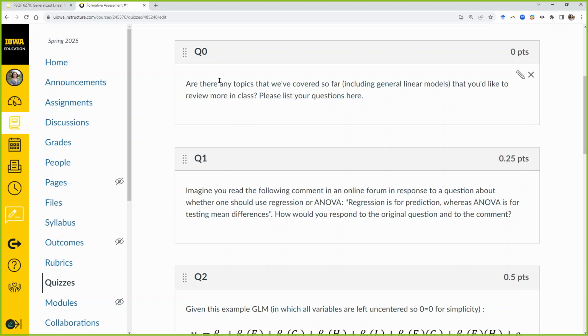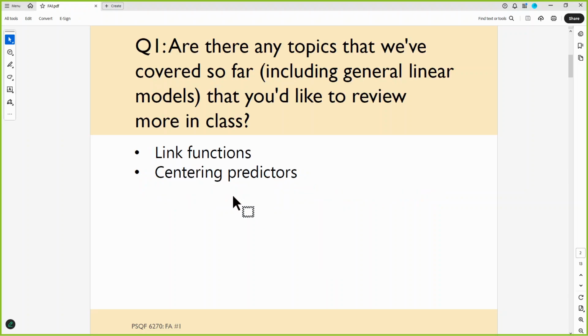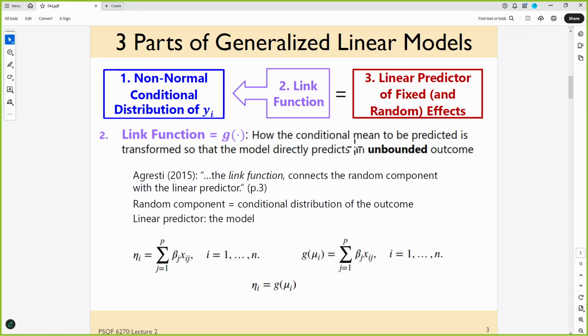So, question 0. I will be reading the chat, people on Zoom, so you can participate too. Question 0 says, are there any topics that we have covered so far that you would like to review more in class? We had some answers. For this specific question, I would like to highlight 2 things. One of them is link functions, the other is centering predictors. I read some questions related to these 2 things, so I prepared some slides that maybe can help you to get some ideas about this.